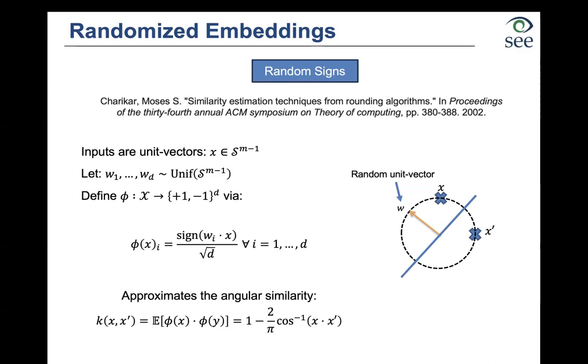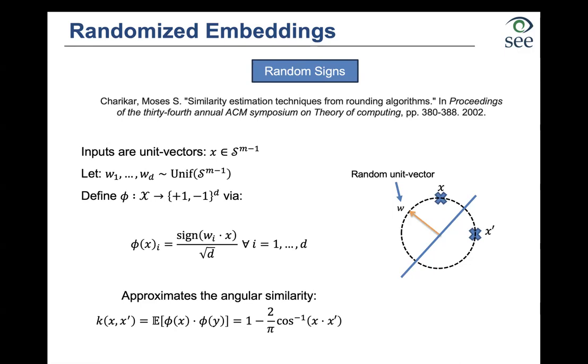So another way that we could go about representing data that lives in Euclidean space is by this technique of random signs. The idea here is that the input data are unit vectors, so they're vectors that lie on the unit sphere. And the way that we embed this is by drawing a bunch of random hyperplanes. So these W's, W1 through WD, are sampled from the uniform distribution on the sphere, and they define the normal vector of a random hyperplane. And then we just look at what side of the hyperplane a particular point falls on. So this embedding gives us a map from our data space to the d-dimensional cube.